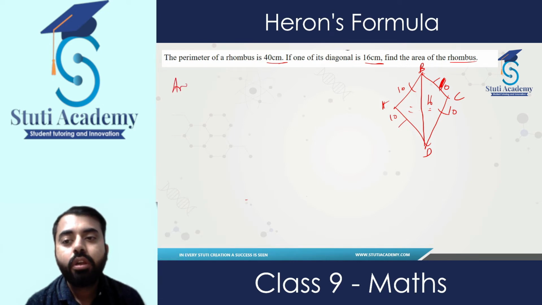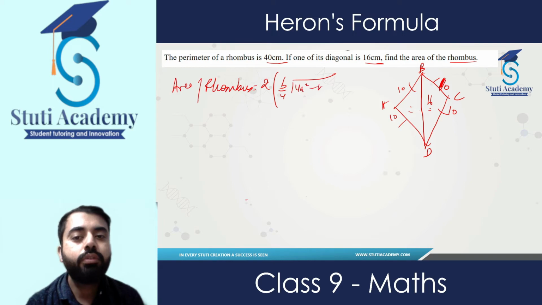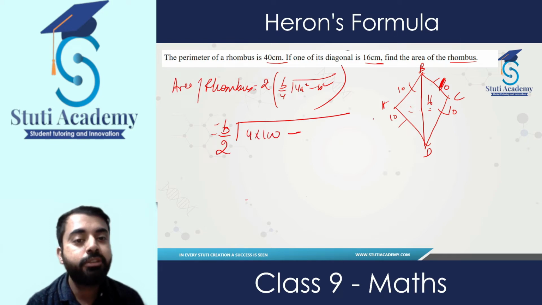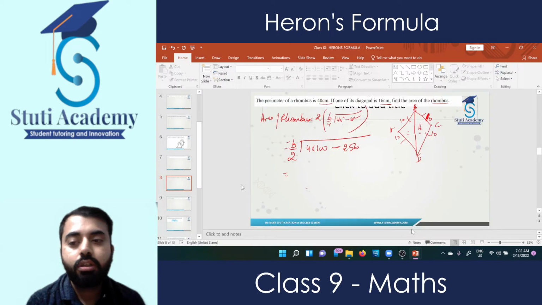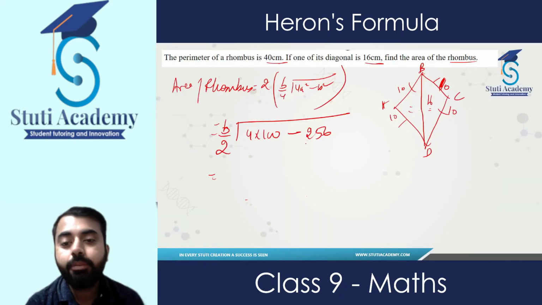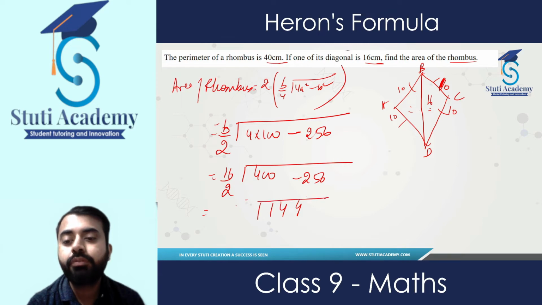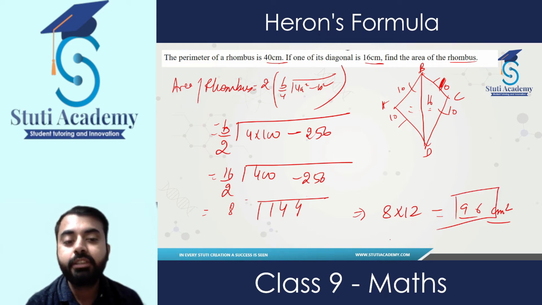So yeah, area of rhombus equals 2 into b by 4 square root 4a square minus b square. That means b by 2 square root. A is what? 10. 4 into 100 minus b square. b is what? 16. 16 square is 256. So that means I have this 16 by 2 square root 400 minus 256. Solve this. You get a 144. Square root of 144 is 12. 8 into 12, you get what? 96. Right? So the area of the rhombus was what? It was 96 centimeter square.